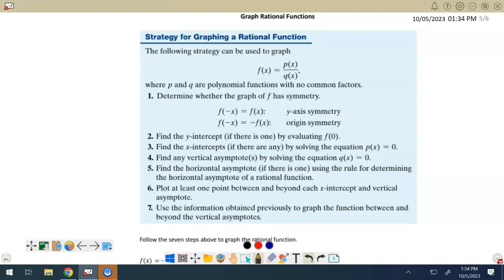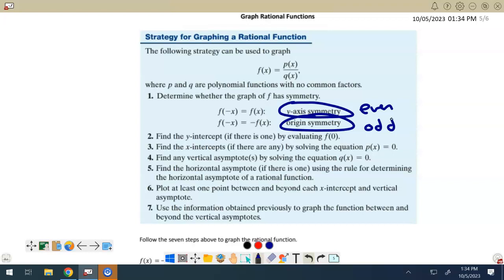So let's see the order in which they talk about it. Again, first they want us to determine if the graph has any symmetry. I really don't like that step in any of these graphing problems because it's a lot of work, and a lot of times it just doesn't pay off. You find that there's no symmetry anyways. But they're asking you to determine, is there symmetry to the y-axis, which means it's an even function, or is there symmetry to the origin, in which case it's an odd function.